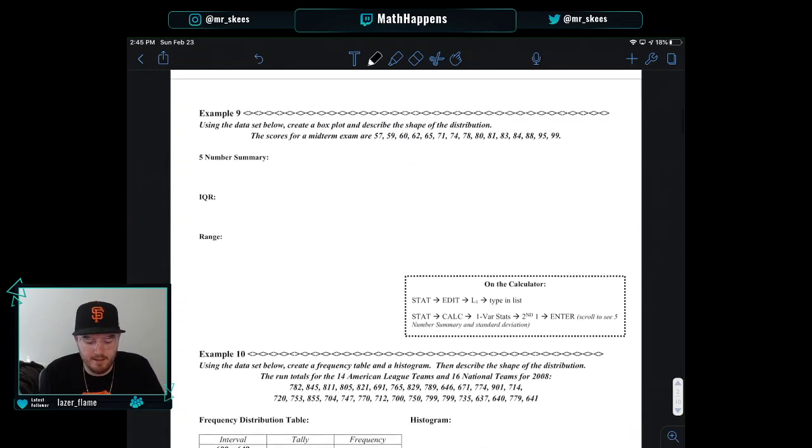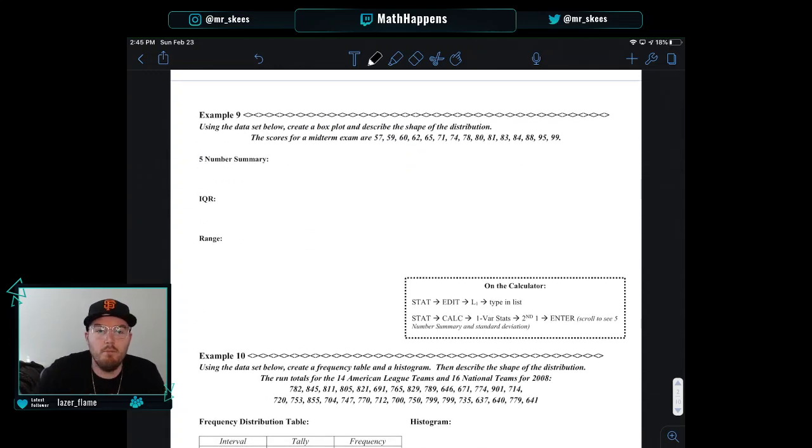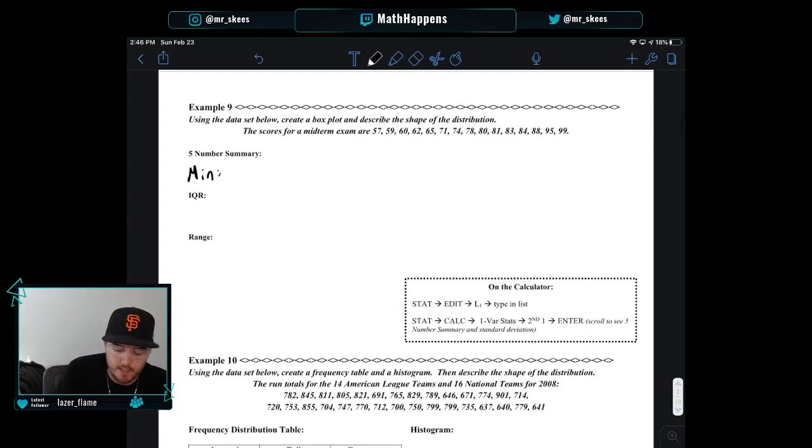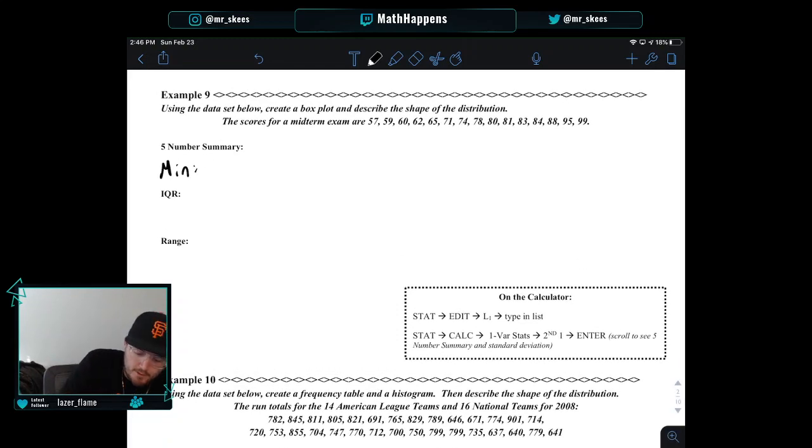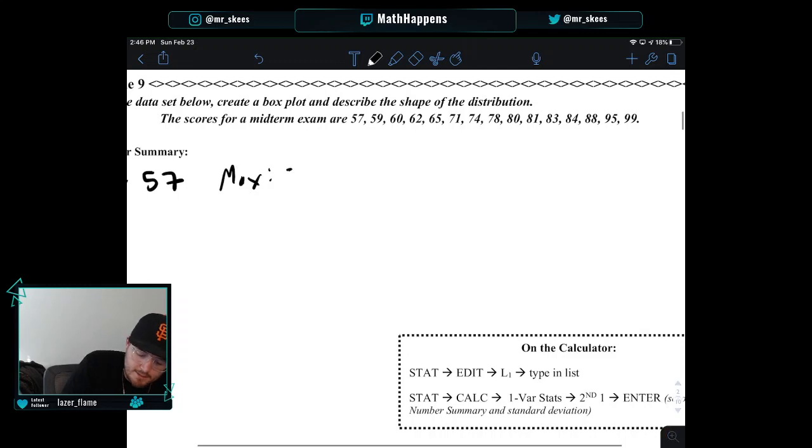So let's do some math here. Let's make our own box and whisker plot with the data given to us. Use the data set below to create a box plot and describe the shape of the distribution. Here's our five number summary. The five numbers that we care about are the min, max, Q1, Q3, and median. The min is very straightforward: the smallest number is 57. The max is also straightforward: the biggest number is 99.